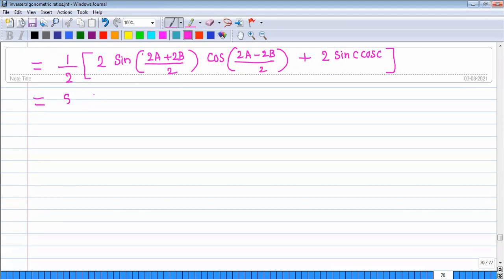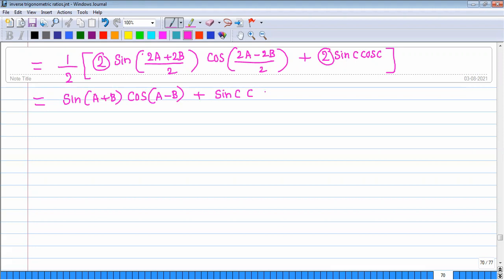Directly we can write like this now. Since 2 is already taken common out, we have sin of (a plus b) into cos of (a minus b) plus, already this 2 taken common out and multiplied with 1 by 2, 2 cancels. So here we have sin c cos c.